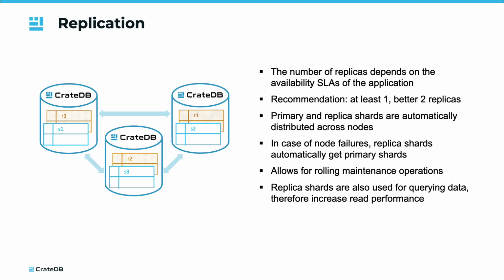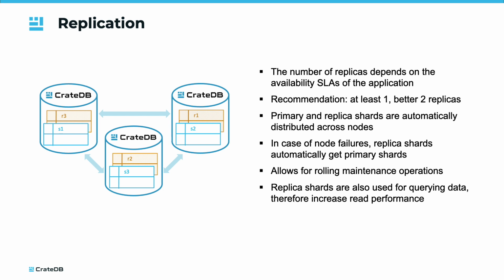The number of replicas in your CrateDB cluster is a crucial factor that depends on the availability service-level agreements of your application. It's recommended to have at least 1 replica for each shard, but 2 replicas would provide better fault tolerance. CrateDB ensures that primary and replica shards are automatically distributed across nodes in the cluster, enhancing data availability and durability. In the event of node failures, CrateDB automatically promotes replica shards to primary shards, ensuring continuous access to your data.